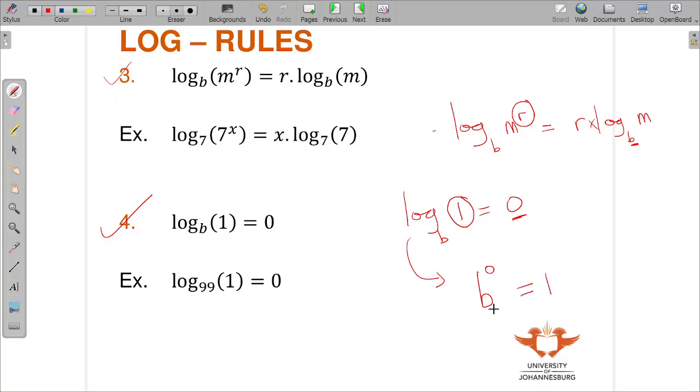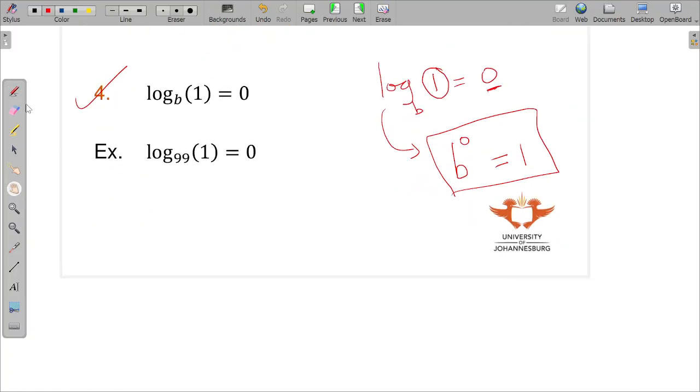Now you see clearly that b raised to power 0 is 1. That is one of the rules in exponential functions. So that's why log 1 to any base gives you 0.